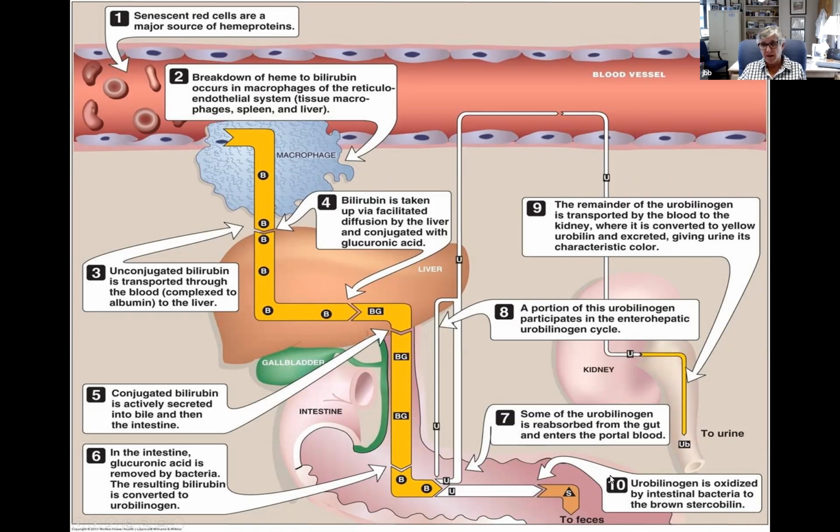Urobilinogen is also oxidized by the intestinal bacteria to the brown color in the stool. So we see the yellow color in the urine and the brown color in the stool, all from the bilirubin breakdown. So again, you may see this pop up again, but it's a picture form that helps you really understand how bilirubin is transported and changed as it goes through your body.